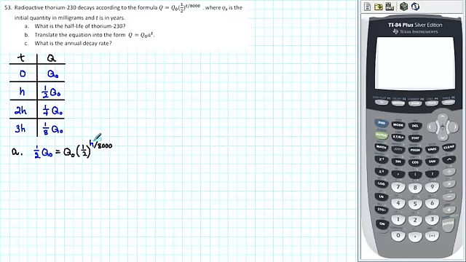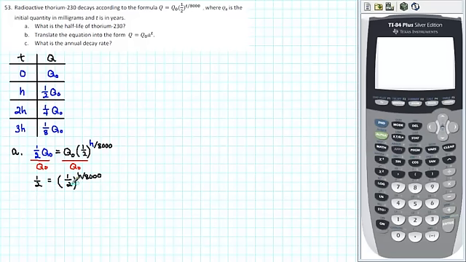You might be able to do it just by inspection. Think, what would you substitute for H in order to get 1/2 times Q₀? If you're not able to think of that value, you might proceed as follows. First of all, divide both sides by Q₀. The resulting equation is 1/2 = (1/2)^(H/8000).